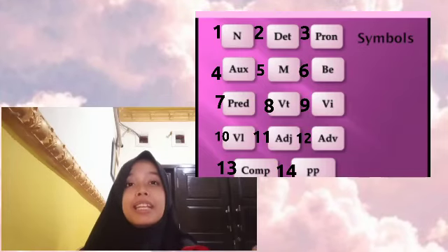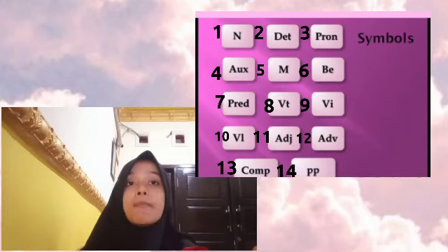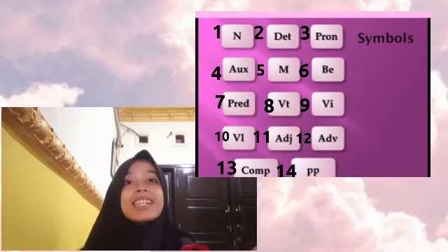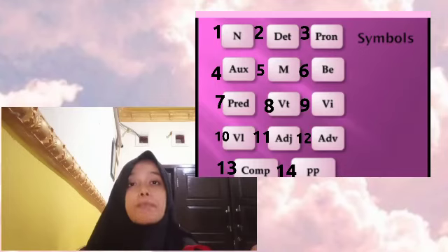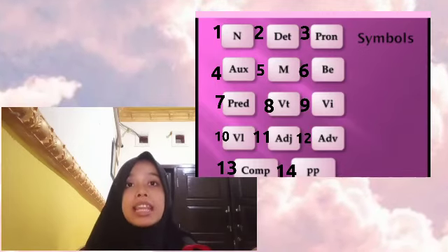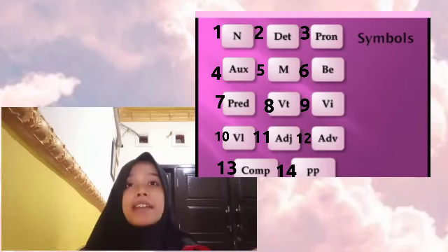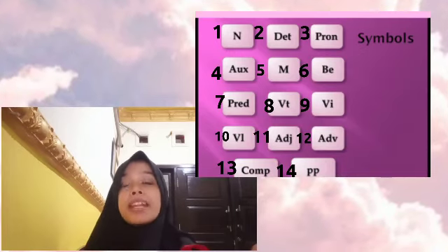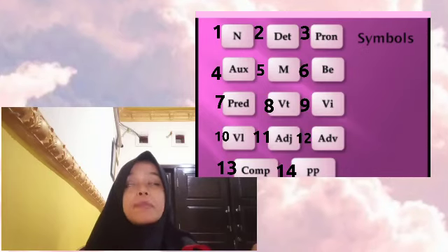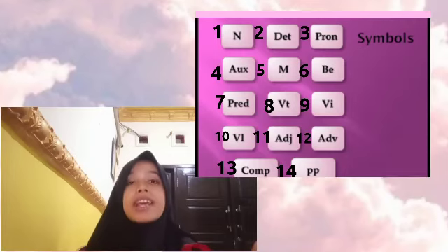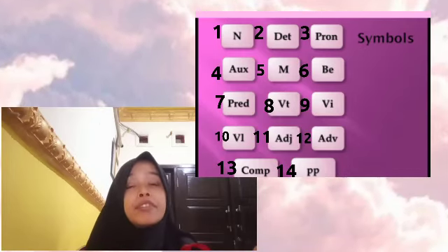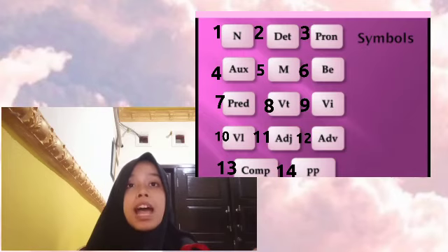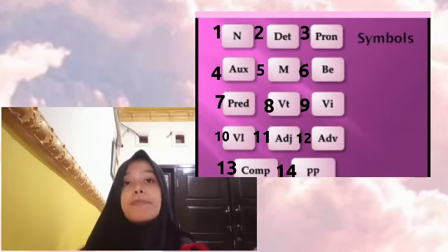Number 6, B. Symbol B is different from the auxiliary be. B is used in the middle, not to show the sentence as nominal. Number 7, pred means predication. Number 8, VT means a transitive verb. Number 9, VI means an intransitive verb. Number 10, VL means linking verb. Number 11, adjective is Adj. Number 12, AdjV means an adjective verb. Number 13, Com is a complement. Number 14, PP is a prepositional phrase.